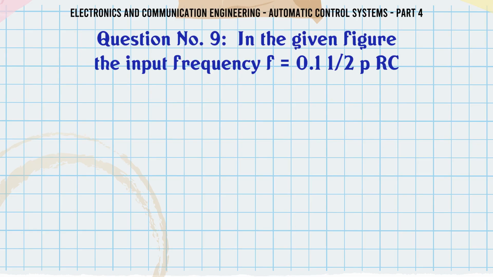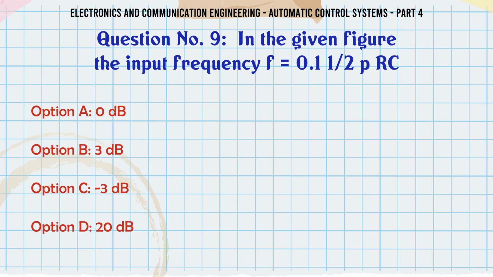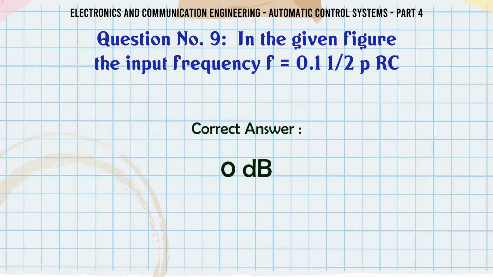In the given figure, the input frequency is f0. A. 0 dB. B. -3 dB. C. 3 dB. D. 20 dB. The correct answer is 0 dB.